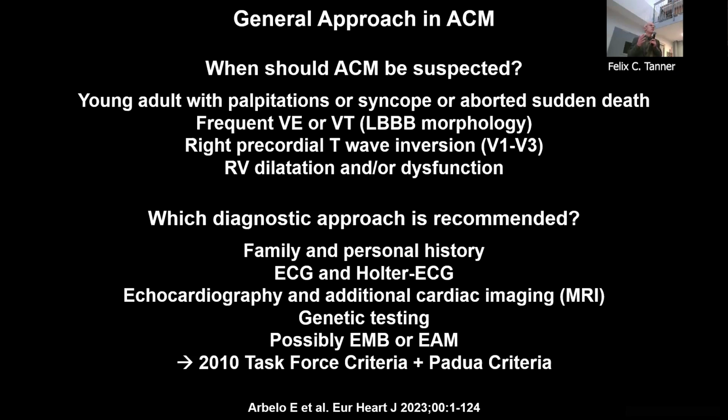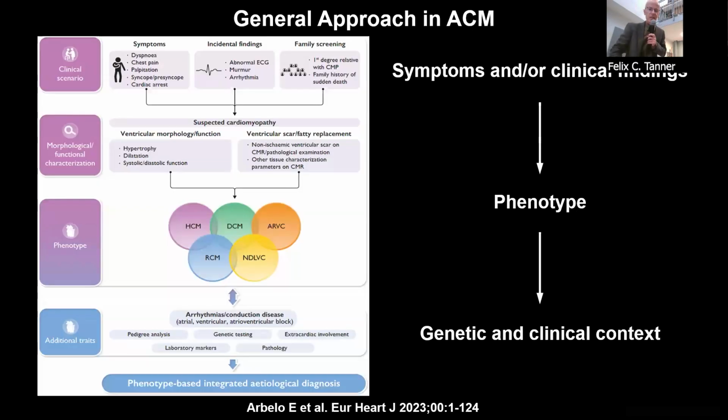In the typical case, this is a young adult, a sportive adult, who has palpitations or a syncope or an aborted sudden cardiac death. So what is important then is to take an ECG and an echo, and very important, the family history, and finally the genetics. So this is reflected in the current ESC guidelines. I think very nice, this approach described there.